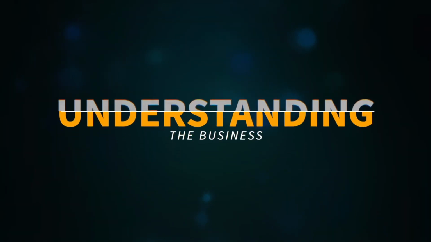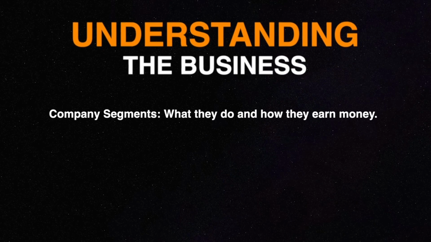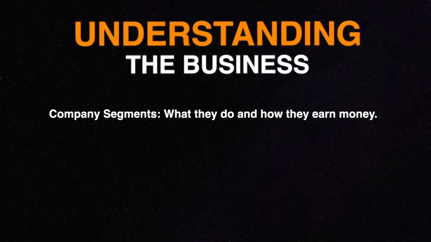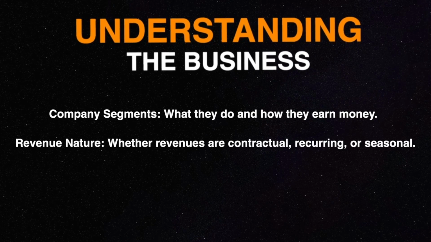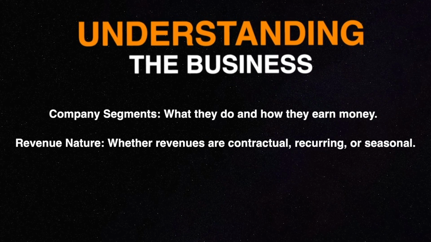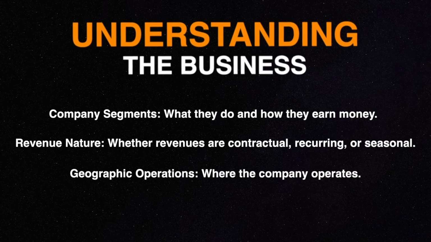So once I have my list of stocks of potential investments, I go to step 2, which is to understand the business. The idea here is to start researching the company, and I want to see if I really understand the business, if I really understand the company segments. So what do they do and how do they earn money? I want to understand the revenue nature, so whether revenues are contractual, recurring, or seasonal. I want to understand the geographic operations of the company.